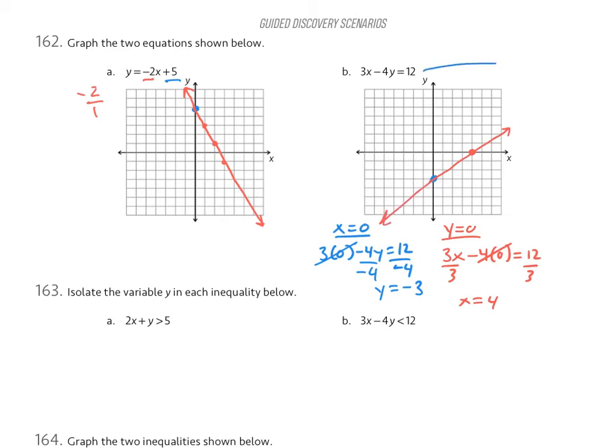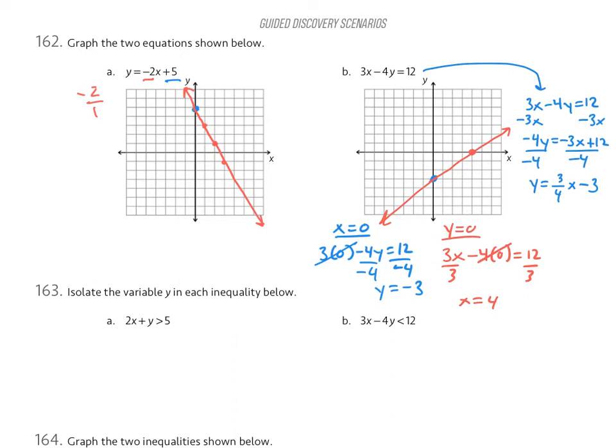The other way you can do this is take the equation and isolate y. Right now it's in standard form. Convert it to slope-intercept form. Move 3x to the other side. That gives me negative 4y equals negative 3x plus 12. Divide both sides by negative 4. Y equals negative 3x over negative 4 is positive 3/4 times x. And then 12 divided by negative 4 is negative 3.